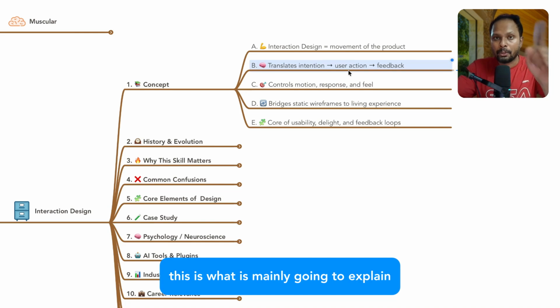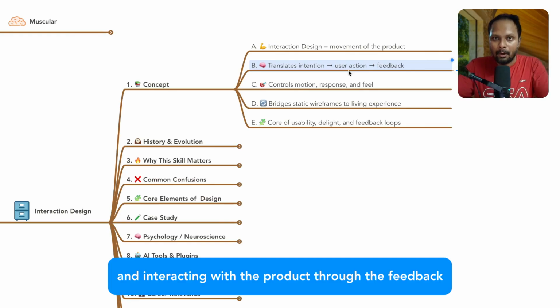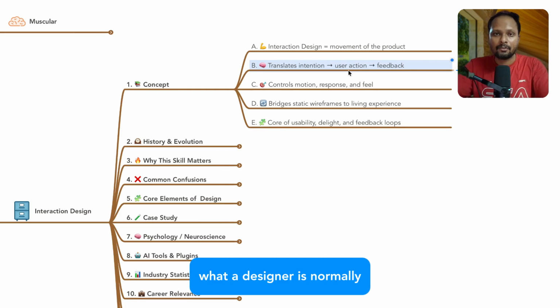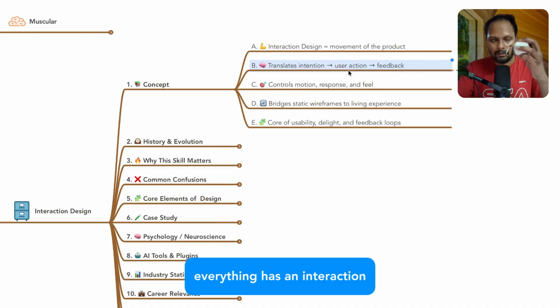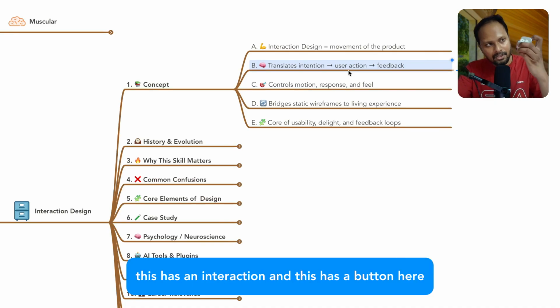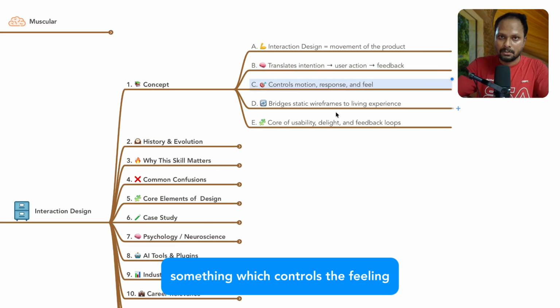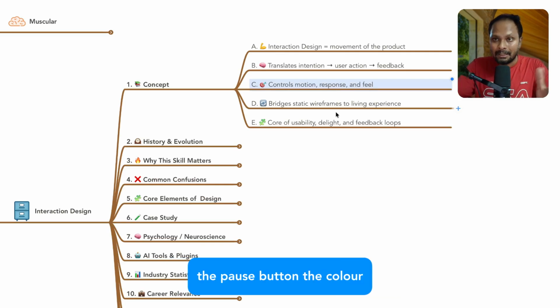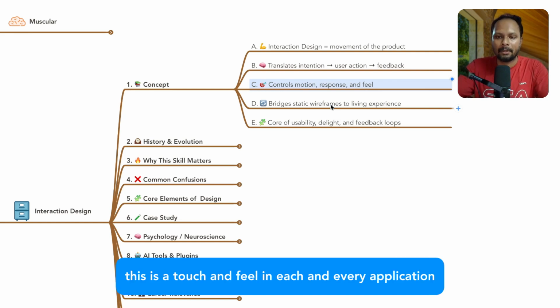This is mainly going to explain how the user's intention comes to mind and how they interact with the product through the feedback they also get. So this is like a loop mechanism which a designer is normally designing for the product. Let's take an app, a mobile web app, or maybe even physical products. Okay, everything has an interaction. This has an interaction and this has a button here, right? So interaction design is something which controls the feeling, the motion, the play, the pause button, the color, the feedback. Everything is interactable. This is the touch and feel in each and every application people see.